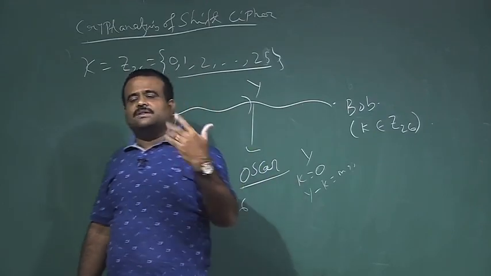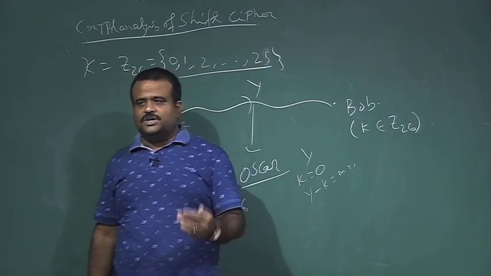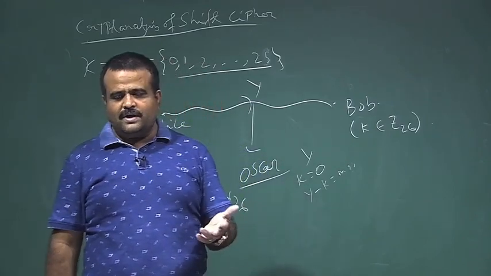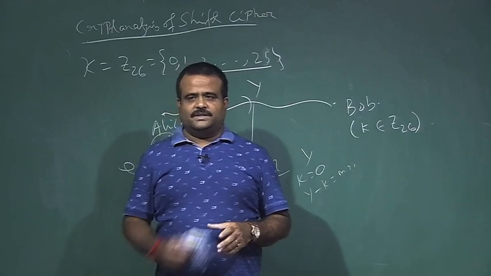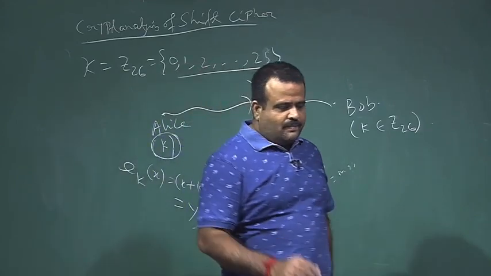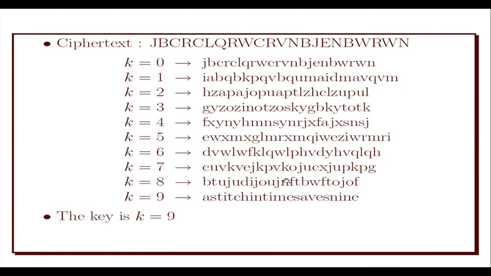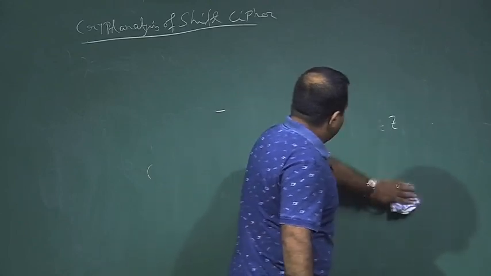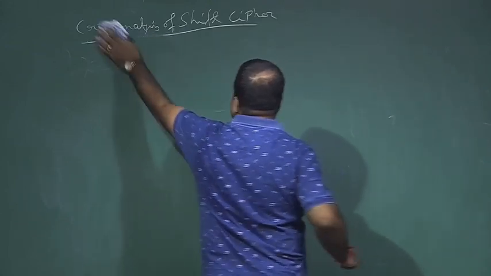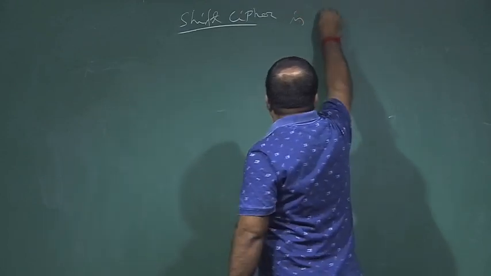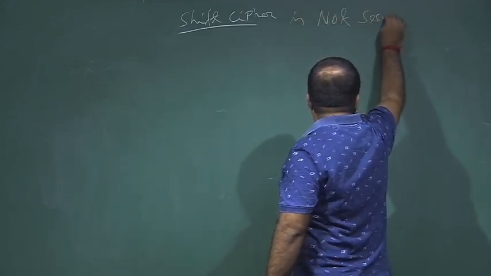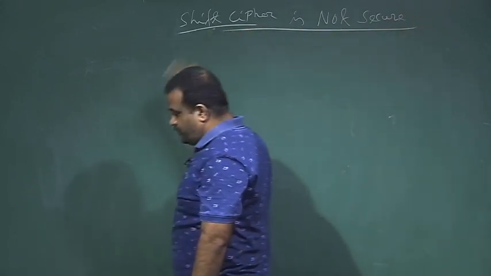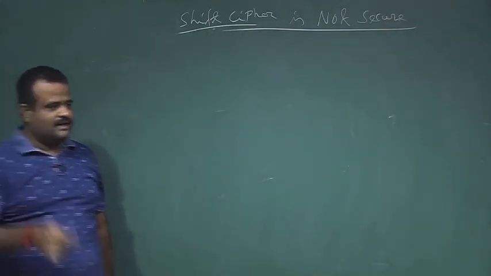For further communication also, Oscar will just use the decryption algorithm of the shift cipher and get back the message. This is the cryptanalysis on the shift cipher, and that is why the shift cipher is not secure. It is not secure because the problem is that the key size is very small. So now what to do? Just by 26 attempts Oscar can get the key.